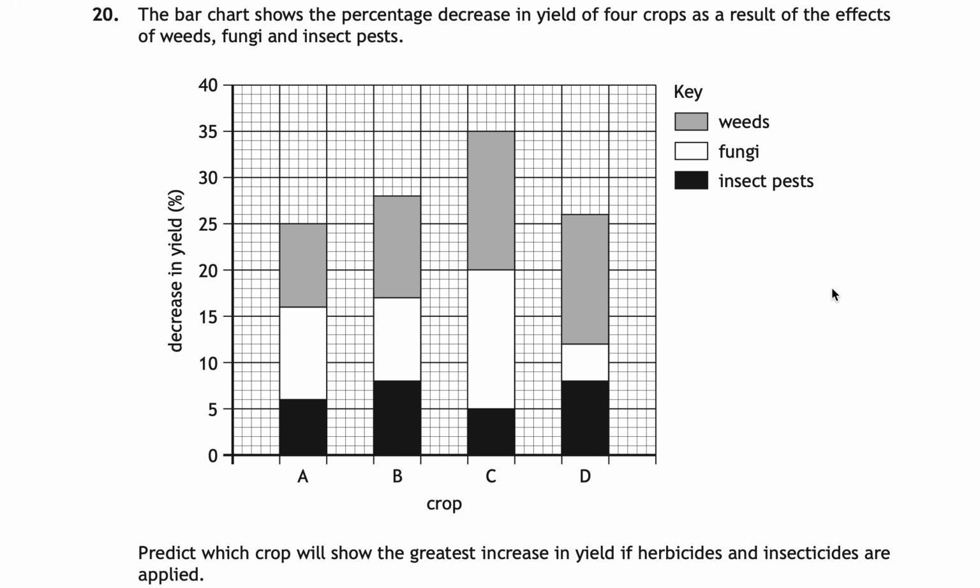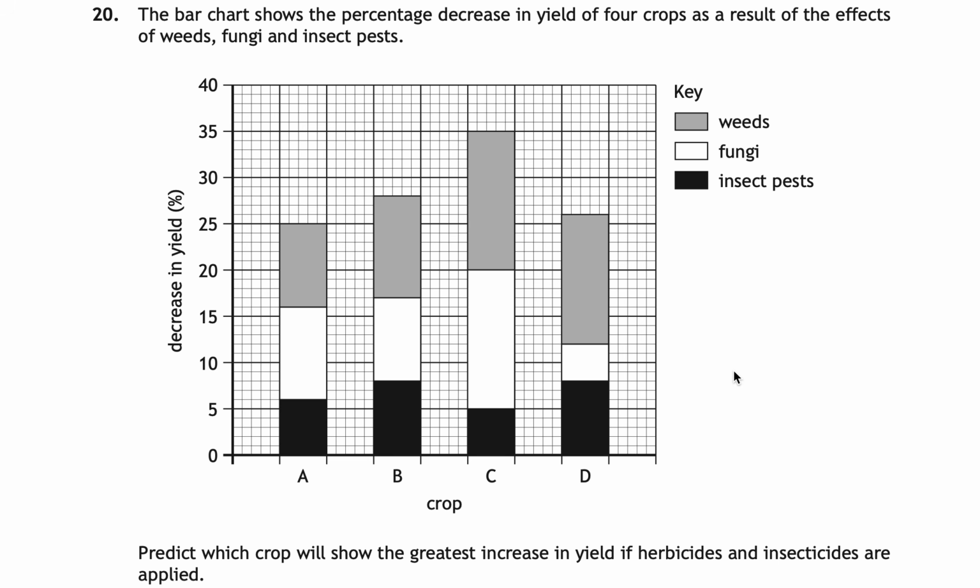20, showing you a bar chart, shows the percentage decrease in yield of 4 crops as a result of the effects of weeds, fungi, and insect pests in crops A, B, C, or D. Predict which crop will show the greatest increase in yield if herbicides and insecticides are applied. So the answer for question 20 is D. Now the reason for this is if we have a look at this key up on the right hand side here, herbicides and insecticides will kill off the weed, which is the grey box, and also the insect pests as well, which is the black box.